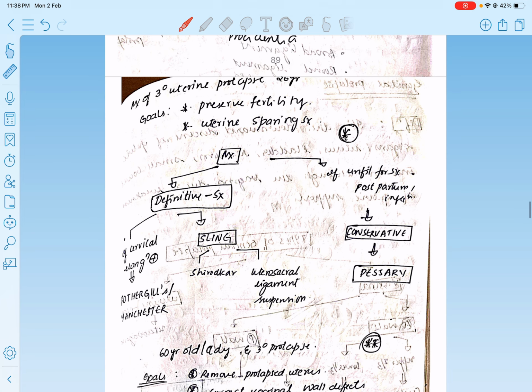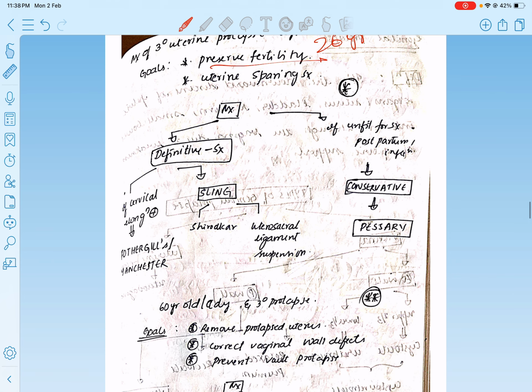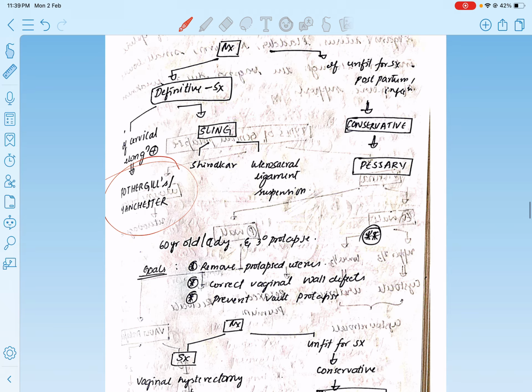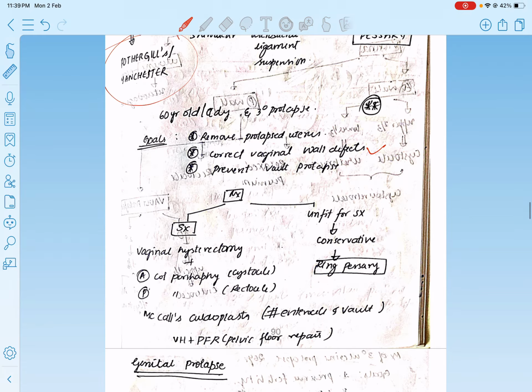Then again, third degree prolapse in the 26-year-old. What are the goals? You need to preserve fertility, and also you have to spare the uterus, for which we will do Fothergill's Manchester, where we are going to do cervical elongation. Then we need to support it. But in a 60-year-old lady, what will you do? You are going to remove the prolapsed uterus and also correct vaginal wall defects, and you are going to prevent the wall prolapse also.